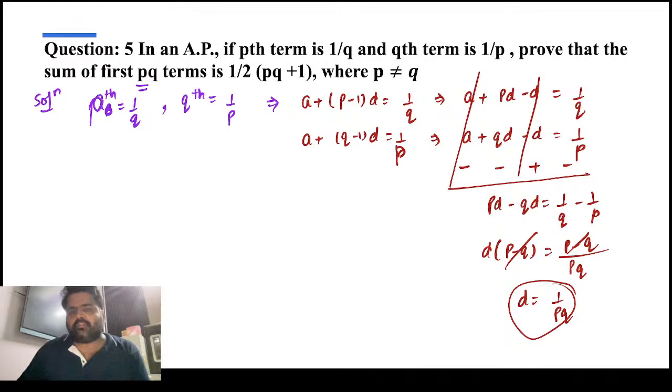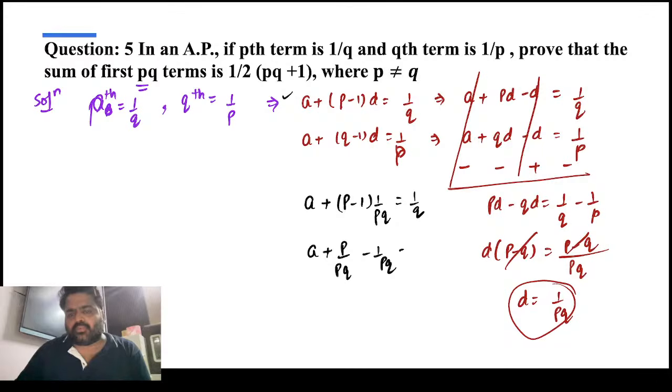Now put the value of d in any of the above equations to calculate the value of a. a plus p minus 1 into d, d is 1 by pq, is equal to 1 by q. Simplify the term. a plus p upon pq minus 1 by pq is equal to 1 by q. a plus 1 by q minus 1 by pq is equal to 1 by q. The value of a is equal to 1 by pq.